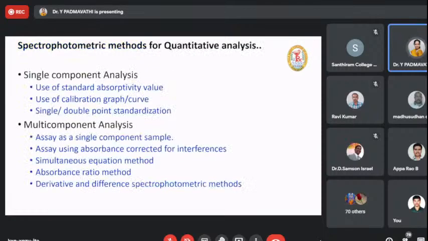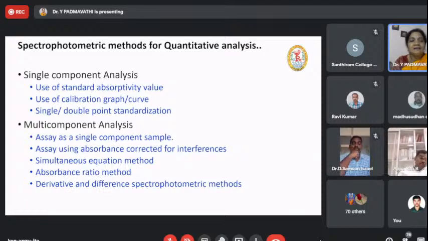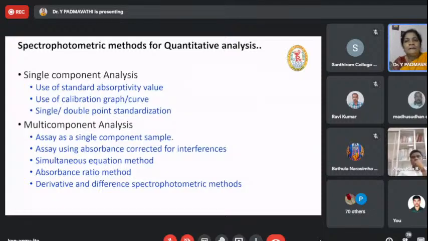Moving on to the different types of methods used for quantitative analysis, depending on whether it is a one-component sample or a multi-component sample, you have to choose different kinds. The conventional methods for single component analysis are use of standard absorptivity value, the other notation of which, as I said, is specific absorbance, A1% 1 centimeter. This is the method we can see in all pharmacopoeias for drug substances. The next, most widely used and suitable for all kinds, is the calibration graph method. The third one is single or double point standardization.